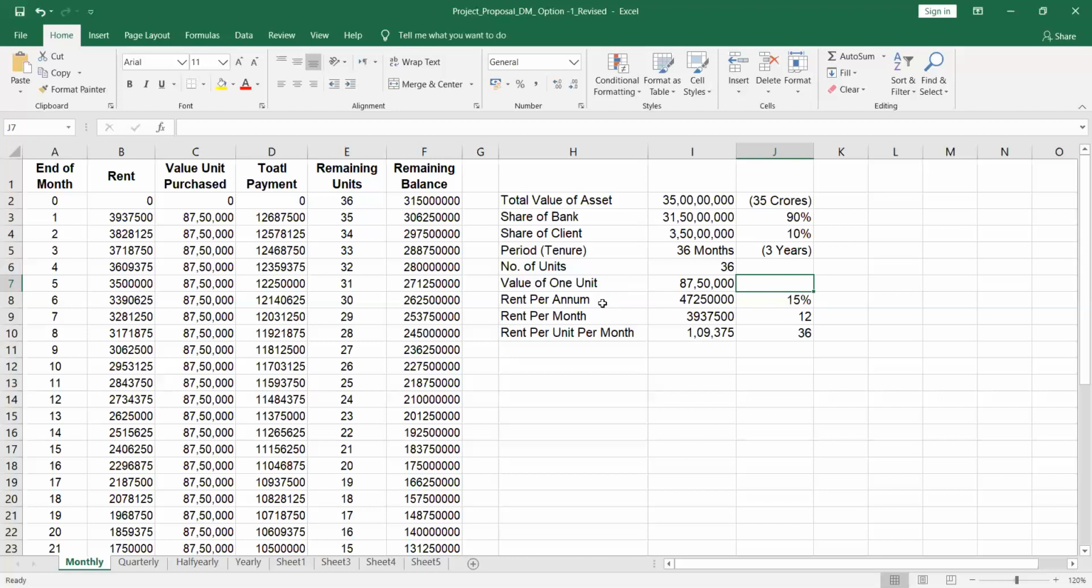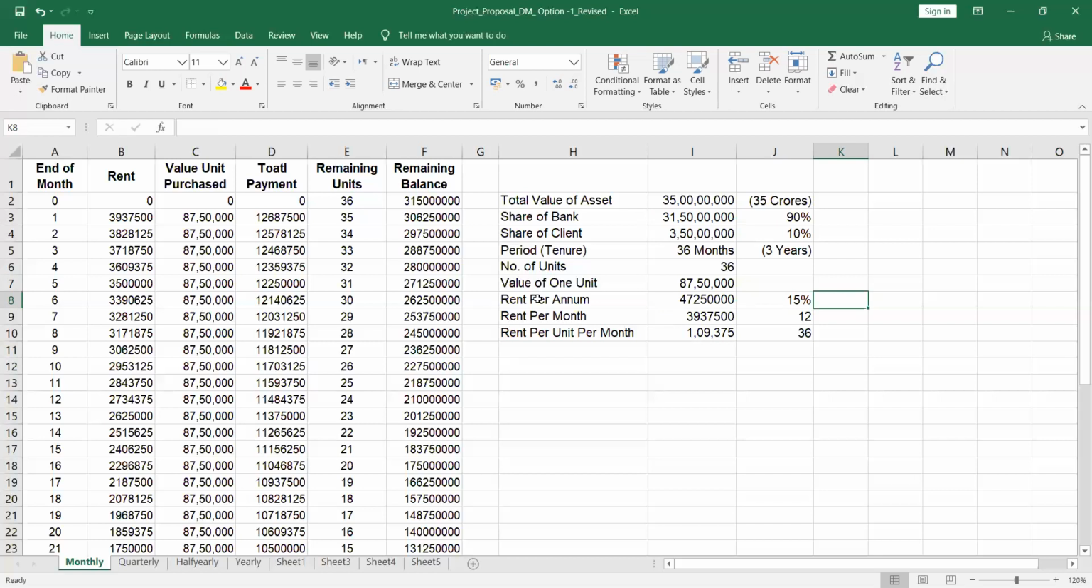Likewise, rent per annum. Rent per annum has been agreed at 15% of the bank share. Bank share is 31 crore 50 lakh. In the same way it has been calculated: 15% of 31 crore 50 lakh, so I3 into J8. We got rent per annum 47 lakh 25,000.